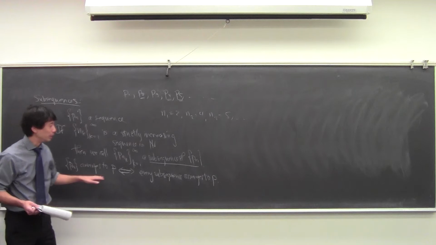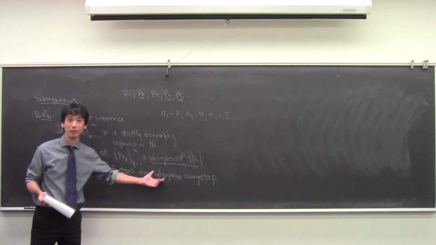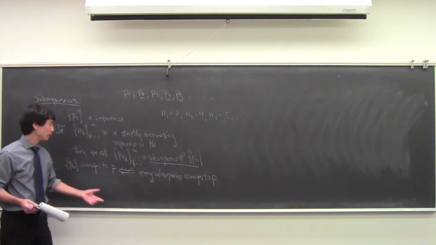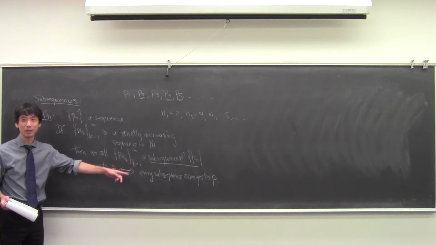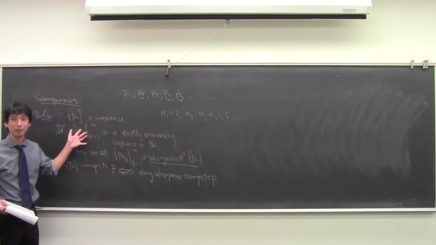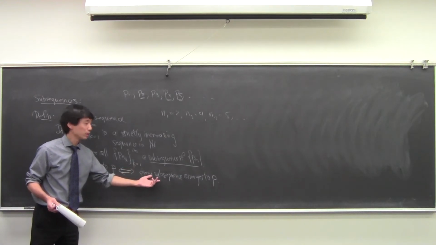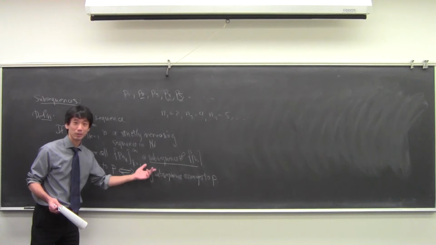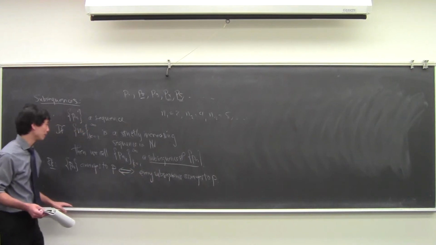Okay, so going backwards is easy, right? If every subsequence converges to p, then certainly the full sequence converges to p, because you just choose the subsequence that is the full sequence, right? The full sequence could be considered a subsequence of itself. So if every subsequence converges to p, then the sequence itself is a subsequence of itself, so it converges to p also, right?